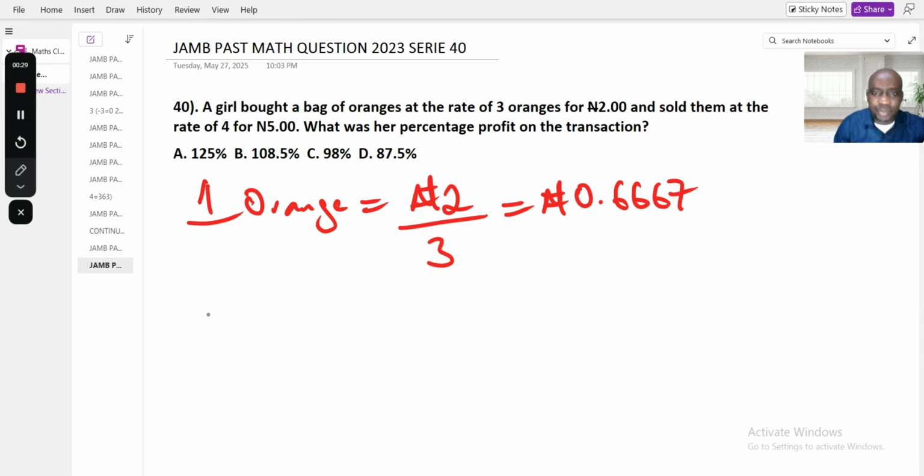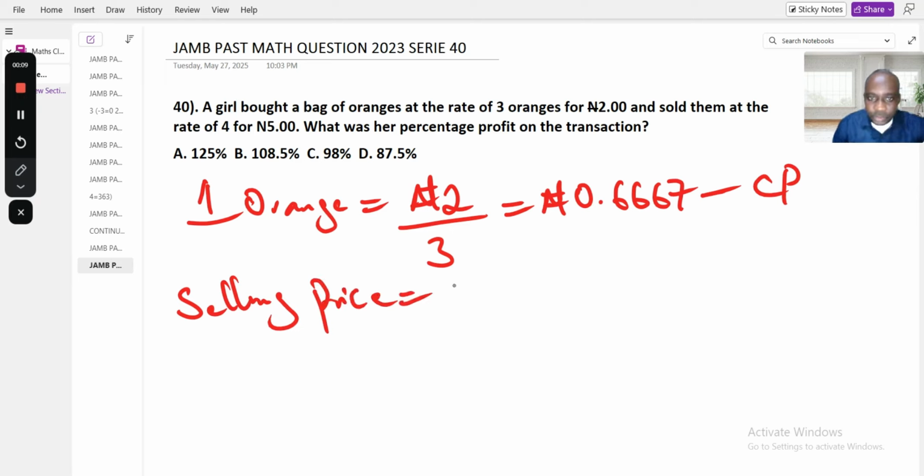Now, what is the selling price? She sold four oranges for 5 naira. Therefore, this is our cost price, and the selling price is going to be how much? 5 naira divided by 4 oranges. That's what she sold it for. Let's divide this one too. 5 divided by 4 is going to give us the selling price of 1 naira 25 kobo. That's the selling price.